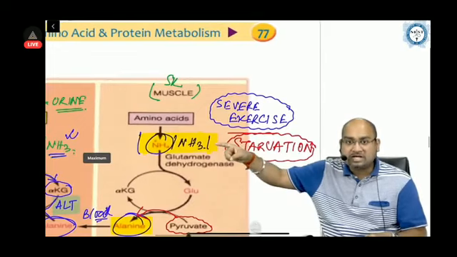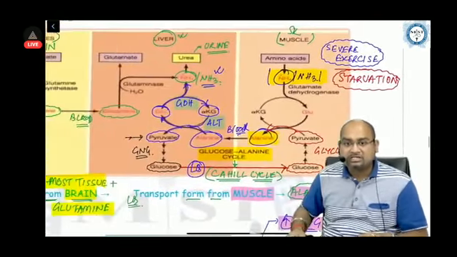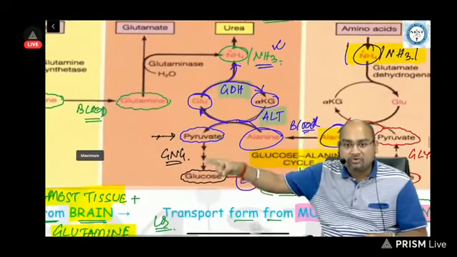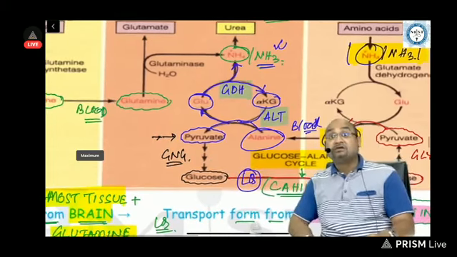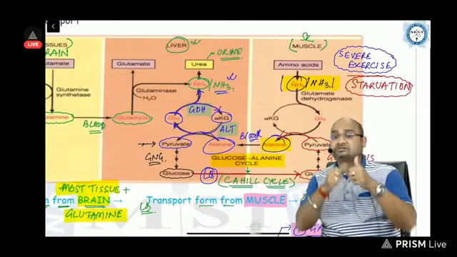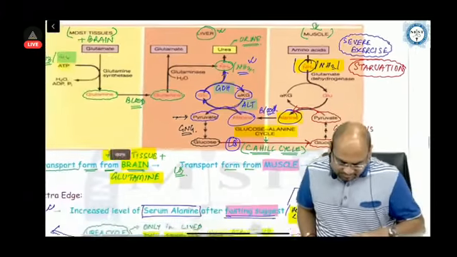To capture this ammonia, we will produce alanine, and this alanine, once it comes to the liver, will again be converted to pyruvate. This can go for glucose. So gluconeogenesis can also be seen in a well-fed state whenever we are performing heavy exercise. Please remember, it can also be seen in a well-fed state.